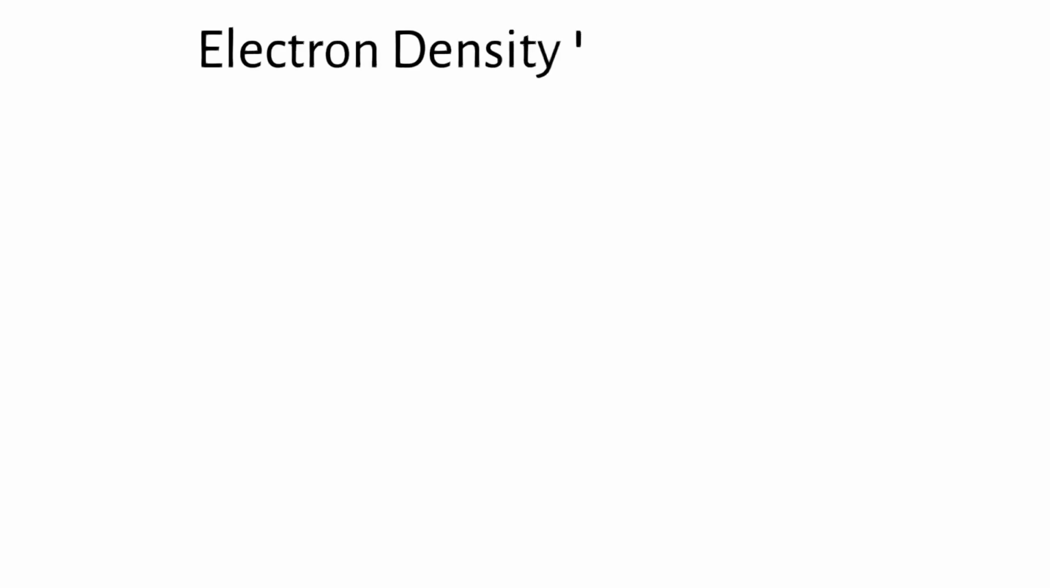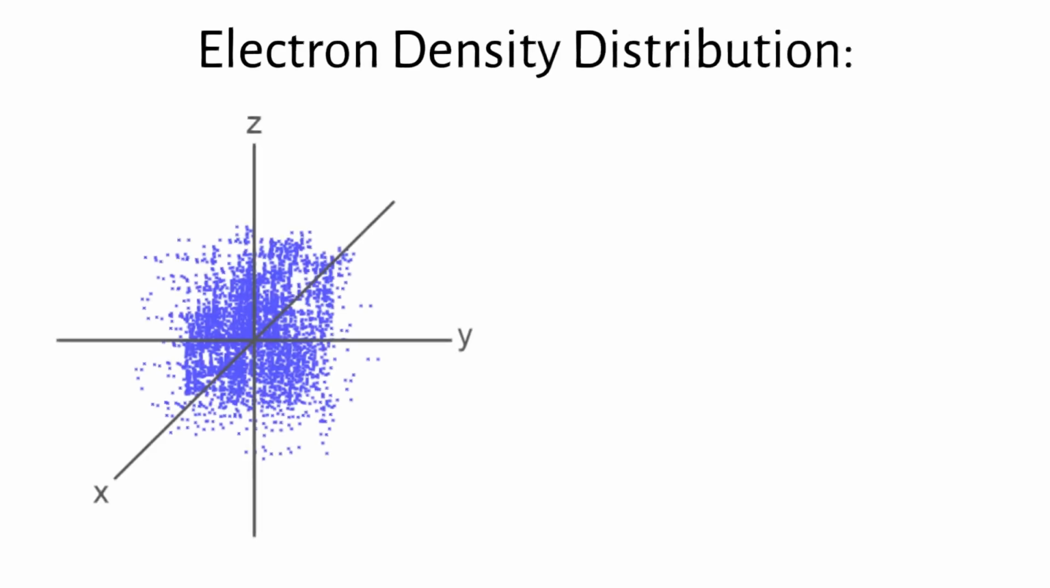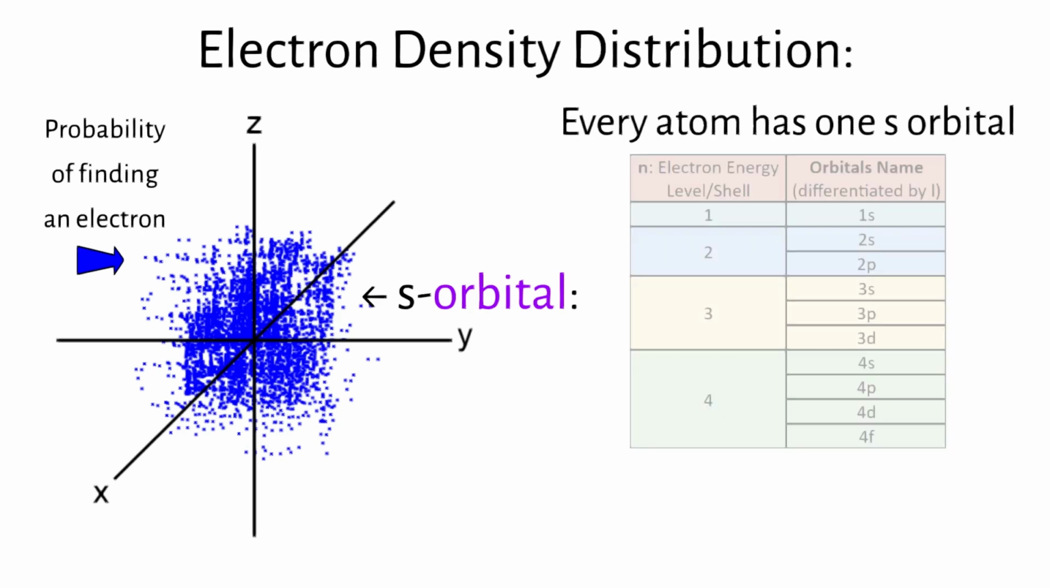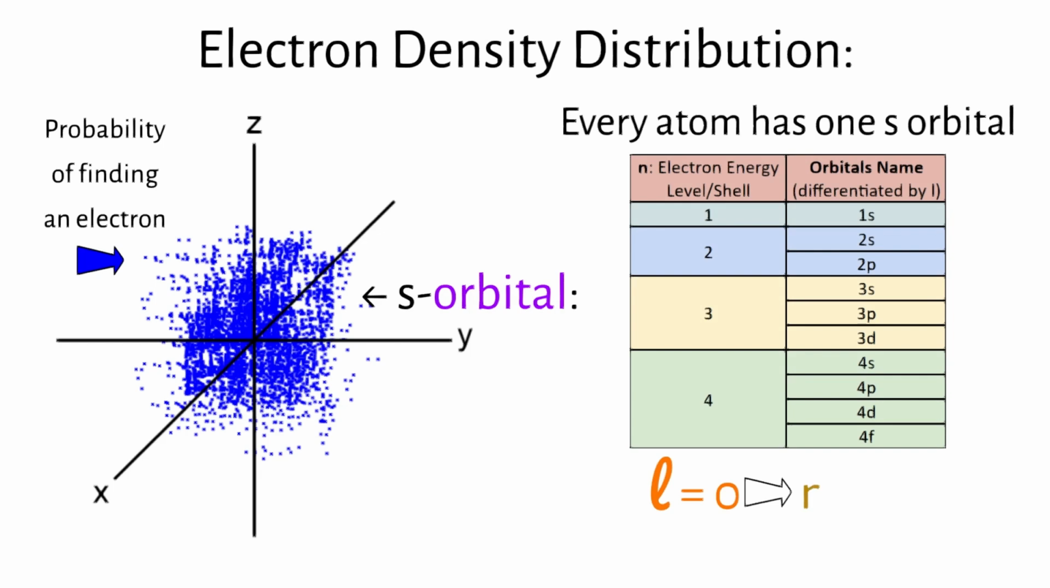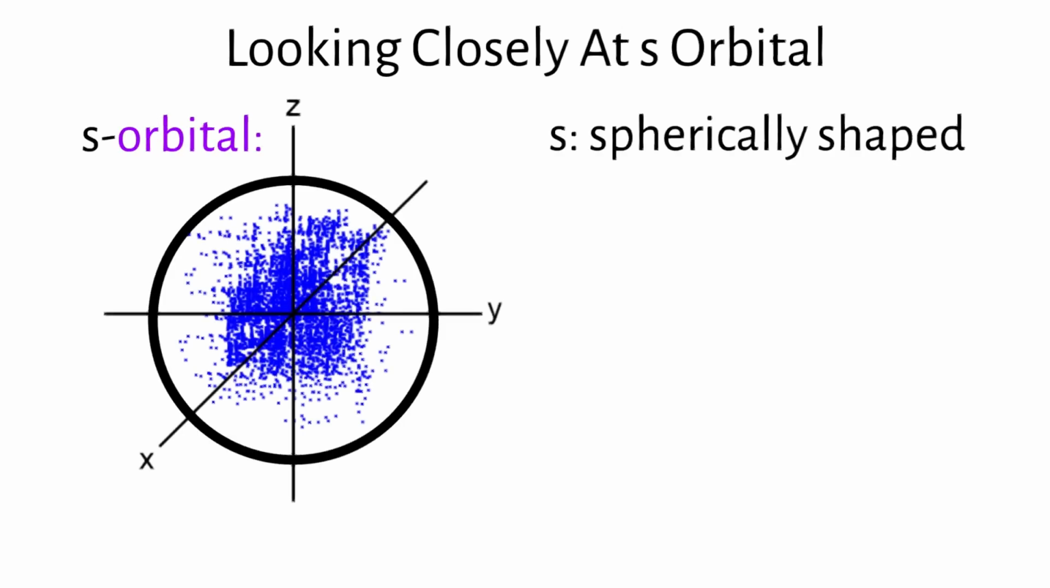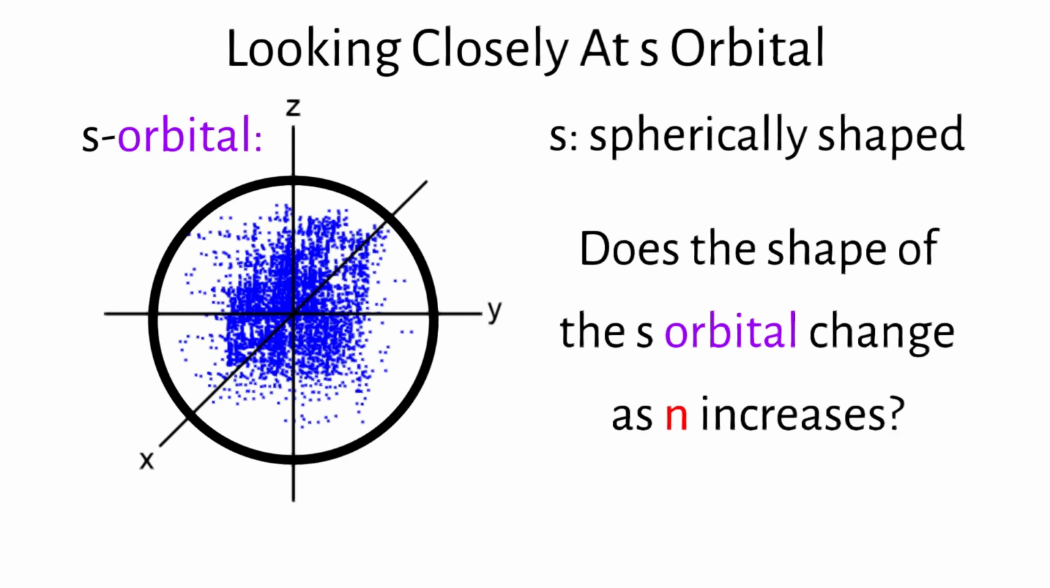Remember that the electron density distribution produces three-dimensional shapes known as orbitals, which represent the probabilities of locating an electron. Now that we've delineated the numbers behind the electron shells, subshells, orbitals, and suborbitals for electrons, let's get into their shapes. Every atom has one s orbital, since it is the orbital that corresponds to L equals 0, and m sub L is also 0. Looking closely at this s orbital, we can see that it is spherically shaped, which is a good way to remember it. But does the shape of the s orbital change as n increases?